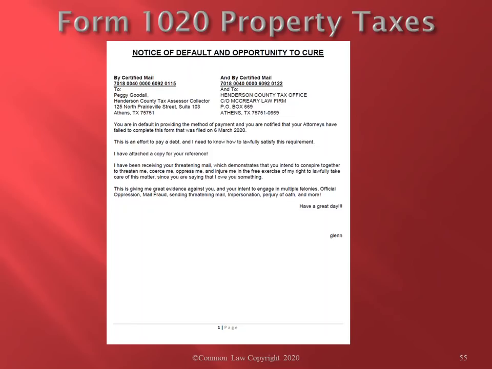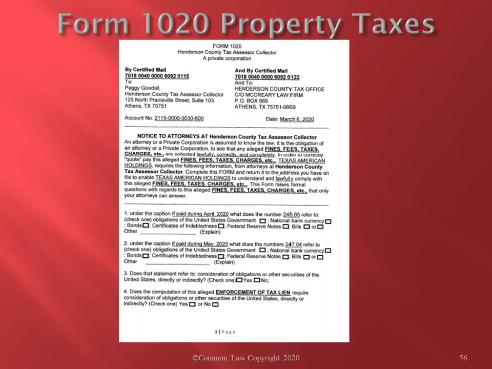I've been receiving your threatening mail, which demonstrates you intend to conspire together to threaten me, coerce me, oppress me, and injure me in the free exercise of my right to lawfully take care of this matter. Since you're saying that I owe you something, this is giving me great evidence against you and your intent to engage in multiple felonies, official oppression, mail fraud, sending threatening mail, impersonation, perjury of oath, and more. Have a great day! Have fun with it, eh?